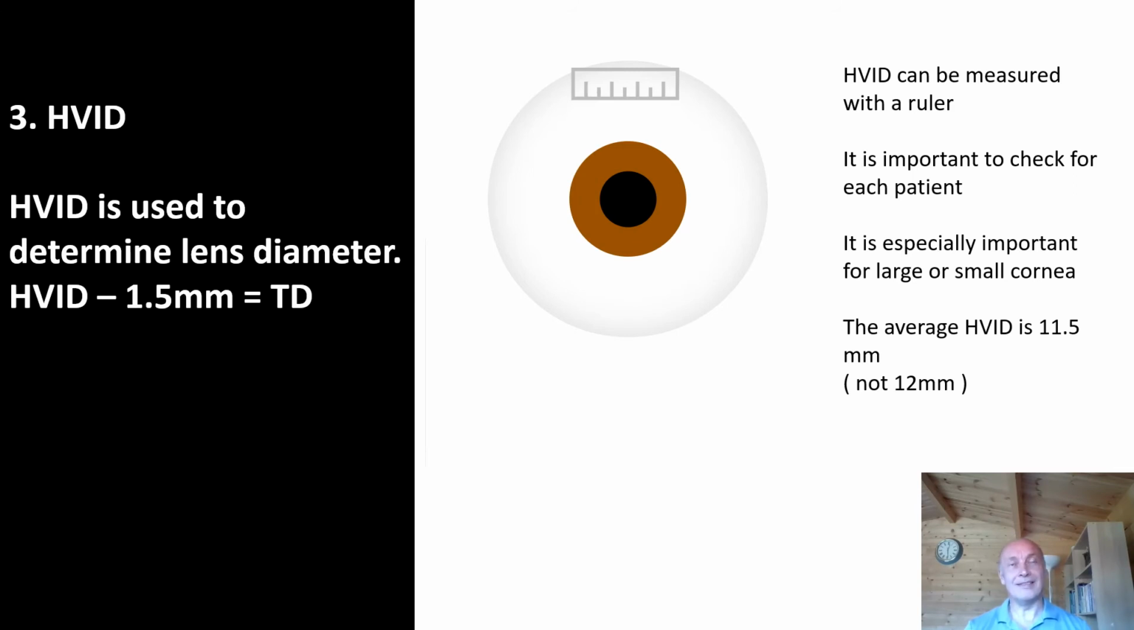The average HVID is around about 11.5mm. Often it's not 12mm, which is a measurement that's quoted. If we take the HVID and subtract 1 to 1.5mm, that's going to give us the total diameter of the lens.